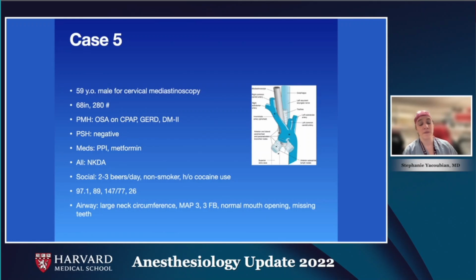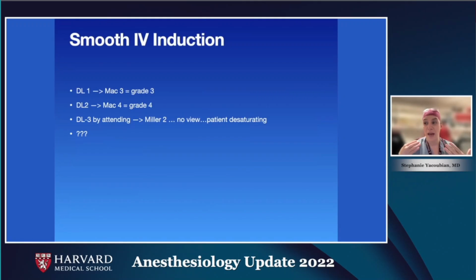Now you're coming out of case number 4, you're feeling very confident that you can easily intubate this patient. So you don't really try to take the extra measures that you should take if you have a patient with those characteristics. So you perform your first laryngoscopy, you see Mac 3, grade 3. You perform your second laryngoscopy, now with a Mac 4 blade, you see grade 4 view. And now you have your colleague come over and they use a Miller 2 and they see no view. Now the patient's desaturating.